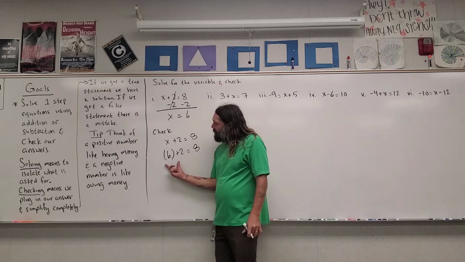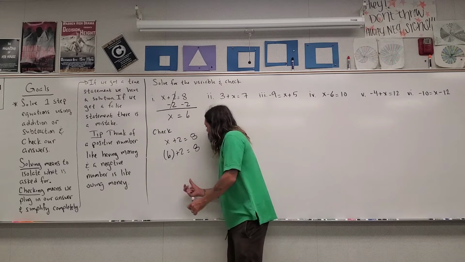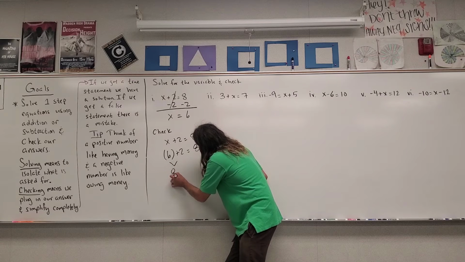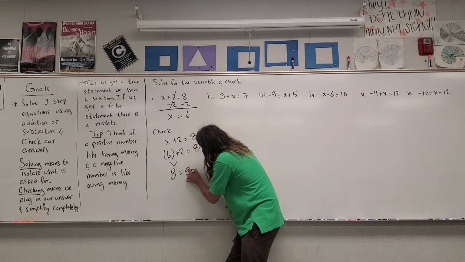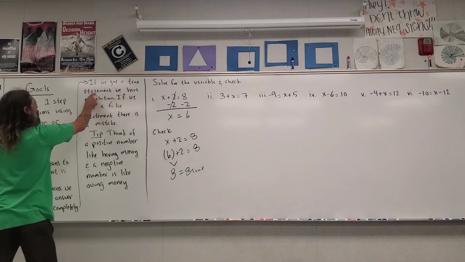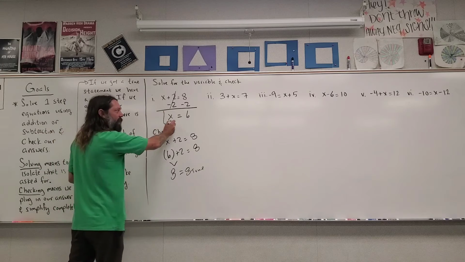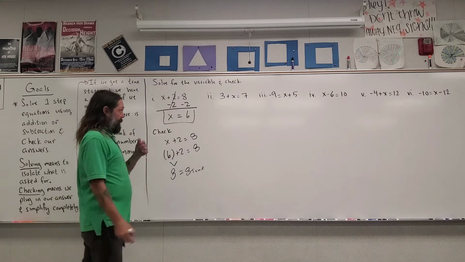Now notice I haven't simplified completely. I can still put these together. 6 and 2, that gets me to 8. 8 equals 8. That's true. I have a true statement, which means that I have a solution. So this is good. x equals 6 is the answer to that equation.